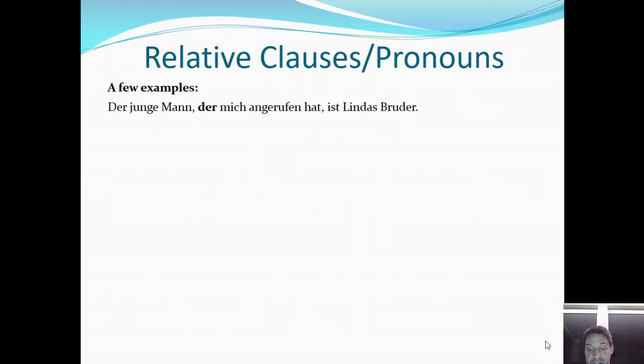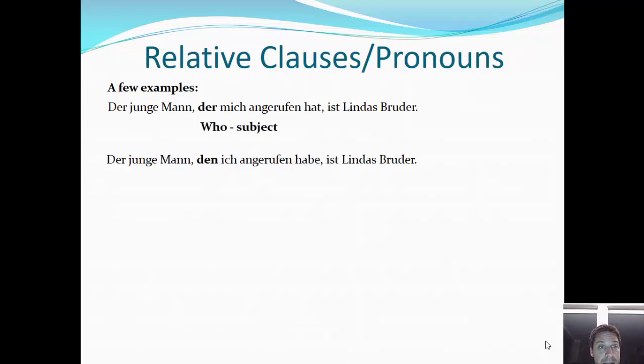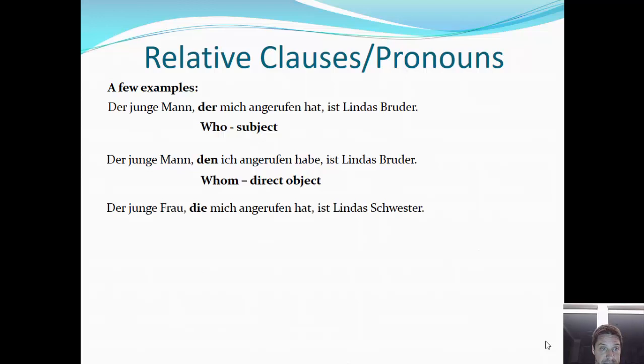Hilfsverb to the end. Do remember that if you have a subordinating clause or relative clause with multiple verbs, it's verb one, the conjugated one, that goes to the end. So in a present perfect context, it's going to be haben or sein that gets placed at the end, or if it's a modal verb, it's the modal verb that gets placed at the end. Gut. So here we have who. Der junge Mann, den ich angerufen habe, ist Lindas Bruder. Now I'm the one doing the calling, and I'm calling the young man. Therefore, ich habe den Mann angerufen, and he is the direct object.